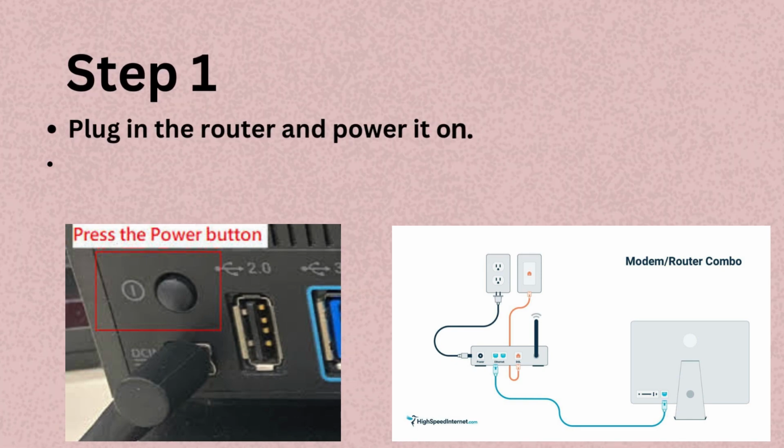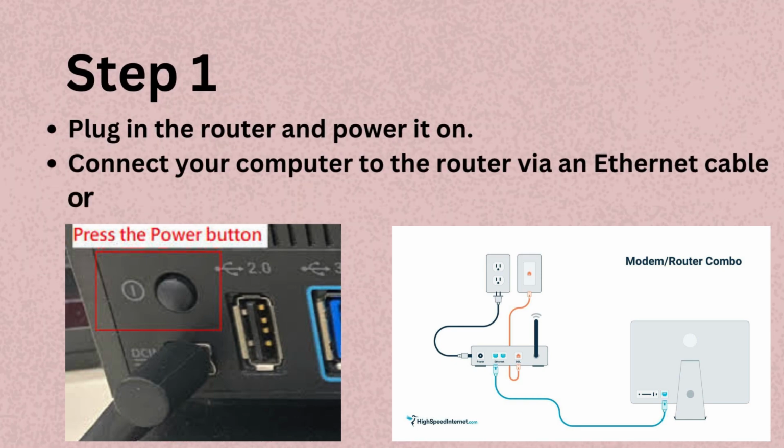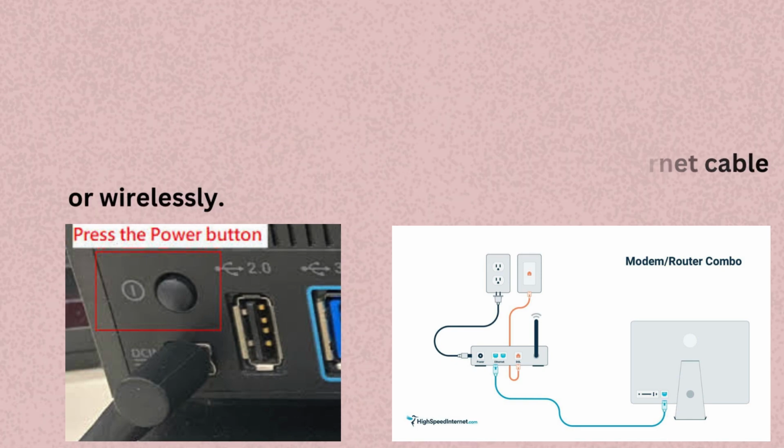Step 1. Plug in the router and power it on. Connect your computer to the router via an Ethernet cable or wirelessly.